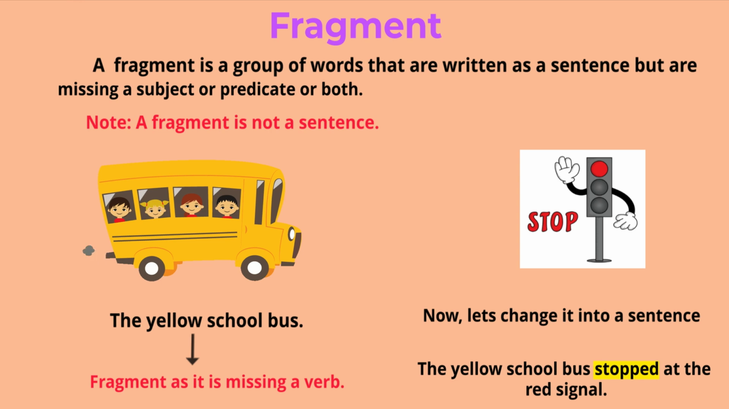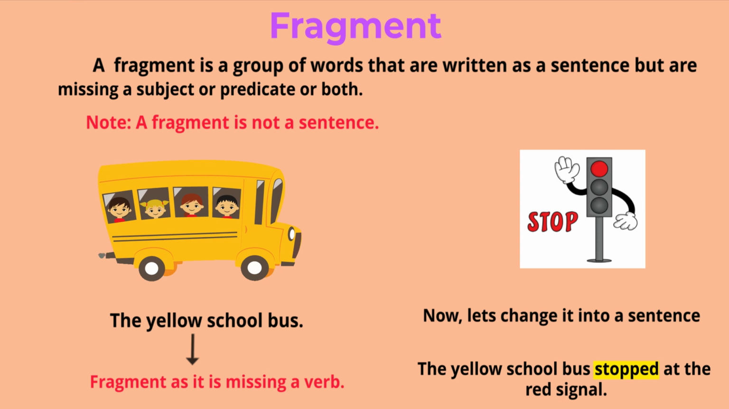Now let's see what a fragment is. I have been talking about fragments in most of my videos, but we haven't talked about it in detail. So today we are going to talk about what a fragment is. A fragment is a group of words that are written as a sentence but are missing a subject or predicate or both. Note, a fragment is not a sentence. It is not complete. So in the first visual, what do you see? You see a bus, right? School bus. The yellow school bus.